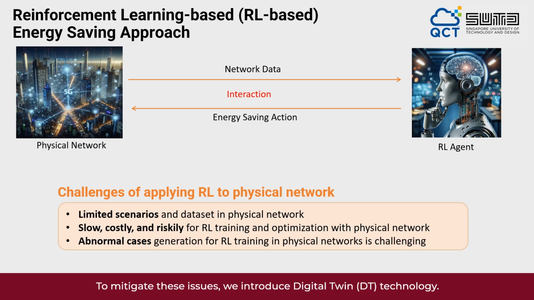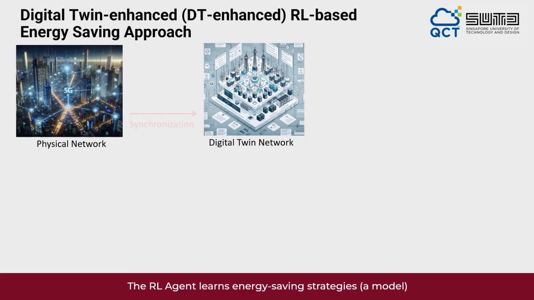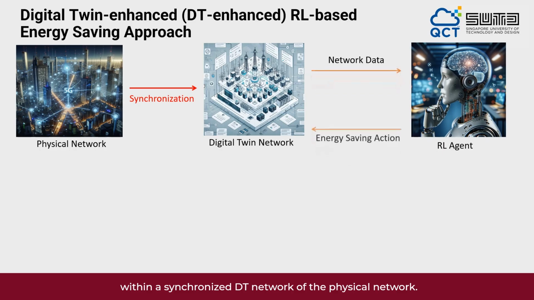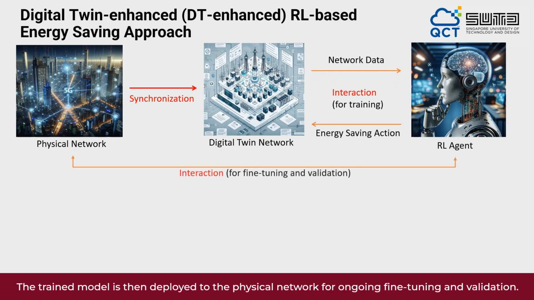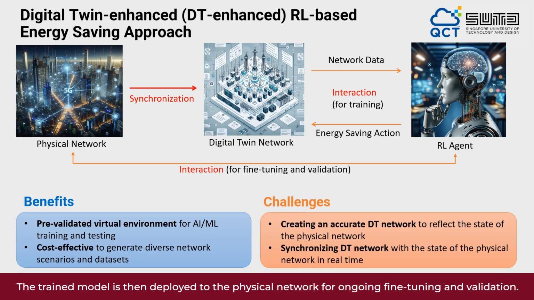To mitigate these issues, we introduce digital twin (DT) technology. The RL agent learns energy-saving strategies, a model, within a synchronized DT network of the physical network. The trained model is then deployed to the physical network for ongoing fine-tuning and validation.